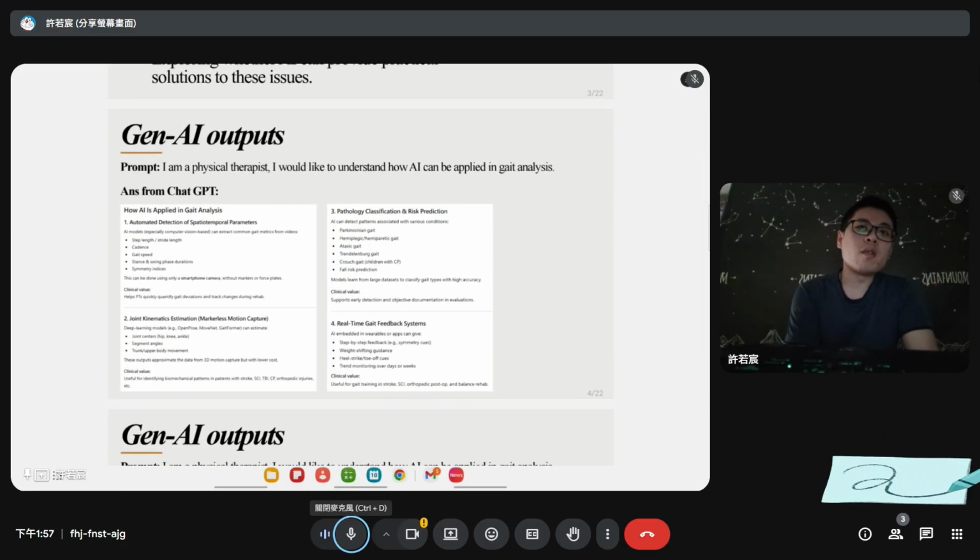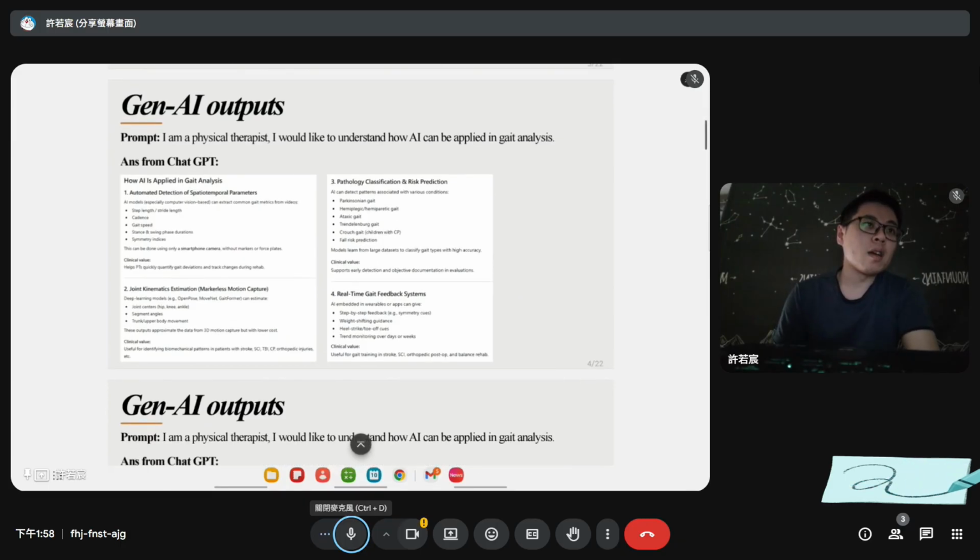As a student from the Department of Physical Therapy, the first thing I want to know is a brief image of how AI could be used in gait analysis. So the prompt I used is, I asked ChatGPT that I am a physical therapist and I would like to understand how AI can be applied in gait analysis. And the answer from ChatGPT is a list of what AI could probably do in gait analysis.